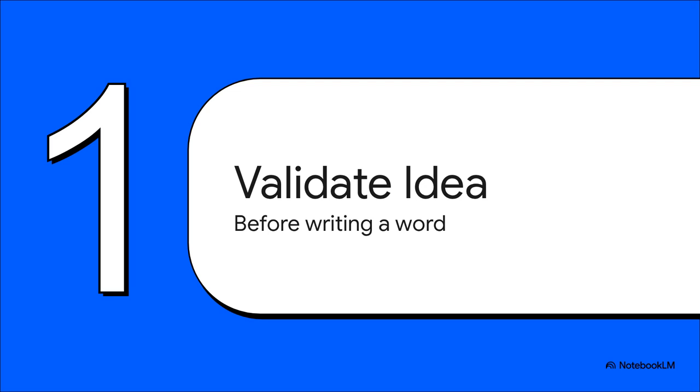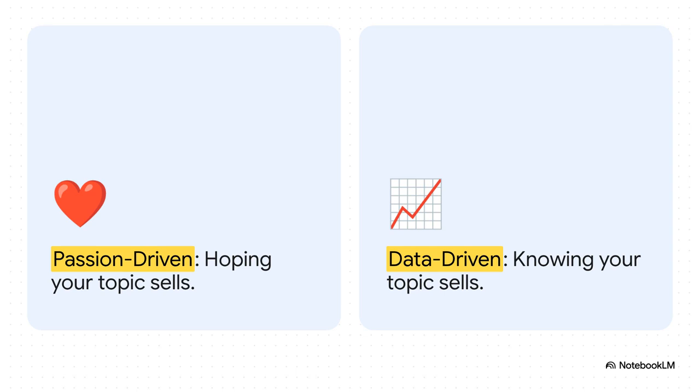All right, step 1, validate your profitable idea before writing a single word. It's so tempting to just write about what you love, right? But as creator Sean Dalwett points out, writing purely on passion, that's a huge gamble. If you actually want to make money, you have to prioritize profitability over passion. You absolutely need a data-driven approach so you know your topic sells before you even commit a single minute to writing. It's the stark difference between crossing your fingers and hoping versus actually knowing.